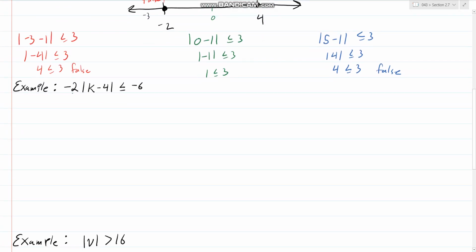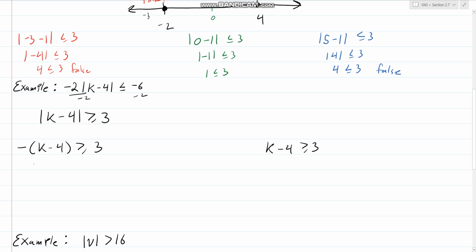So you always want to isolate the absolute value first. So I'll divide both sides by -2. And then I have |k - 4|. And since I divided both sides by a negative number, I have to flip the inequality, and this becomes +3. Now I have |k - 4| greater than or equal to 3, which means negative (k minus 4) greater than or equal to 3, and k minus 4 greater than or equal to 3. So I can solve for that.